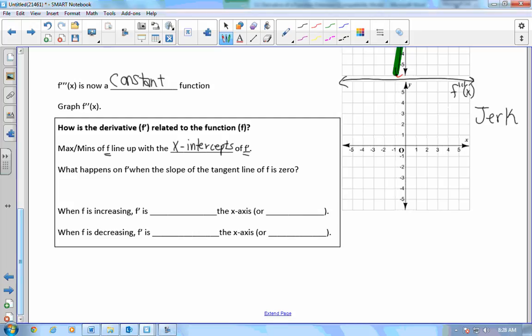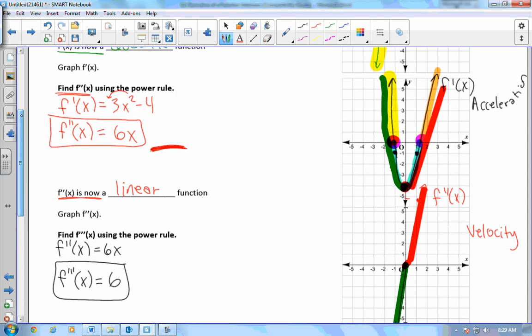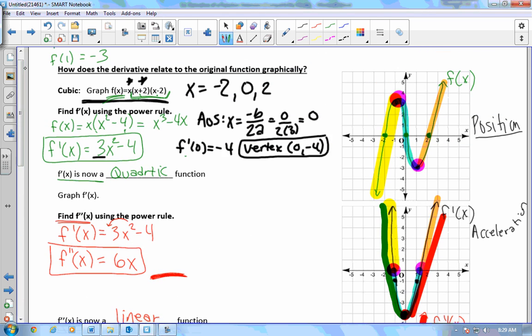What happens on f prime when the slope of the tangent line of f is 0? So coming up to f, tell me when the tangent line of f is 0. It's positive, because I'm going up, and then all of a sudden, is the horizontal line going to be the slope of 0? Okay, what happens here? That's a slope of 0.